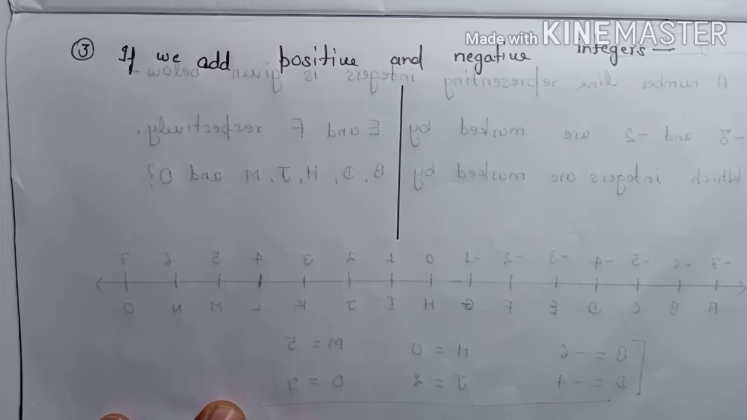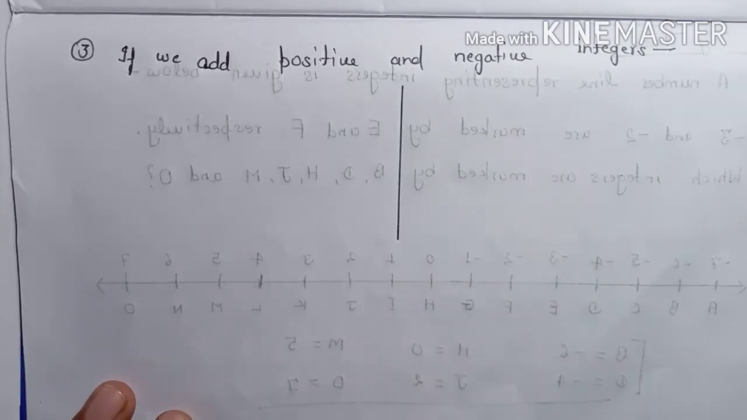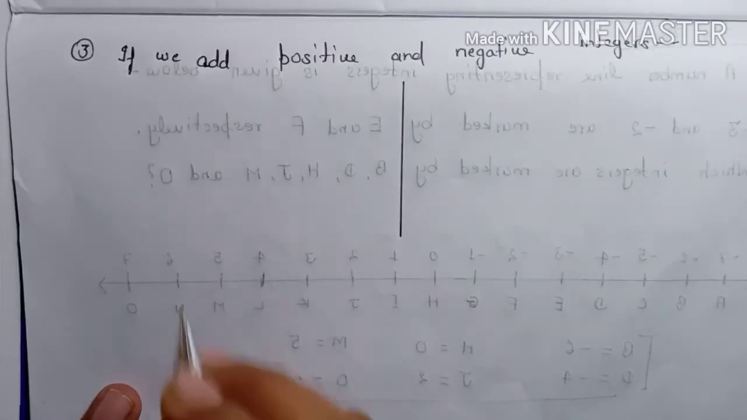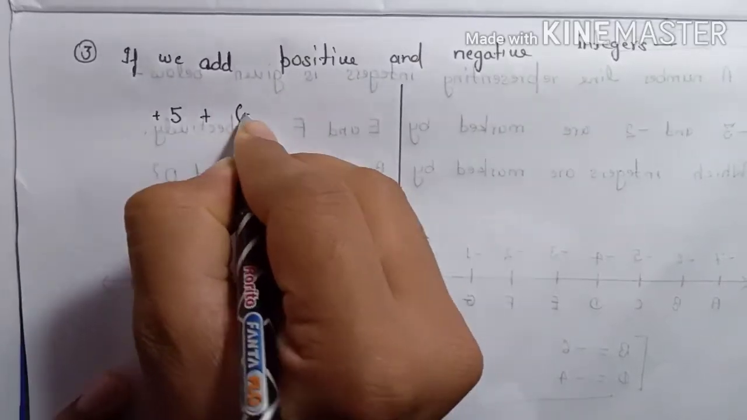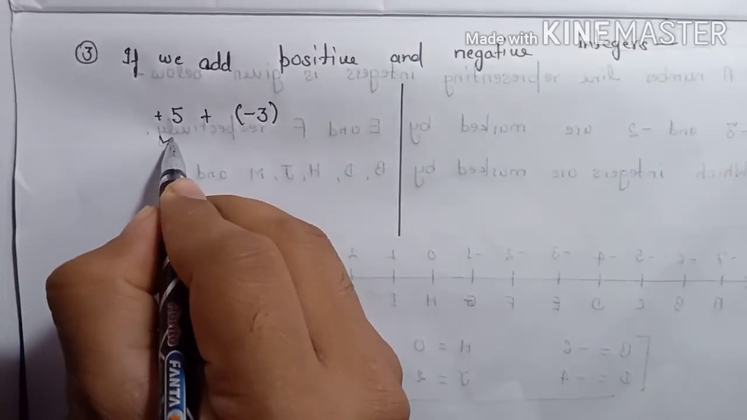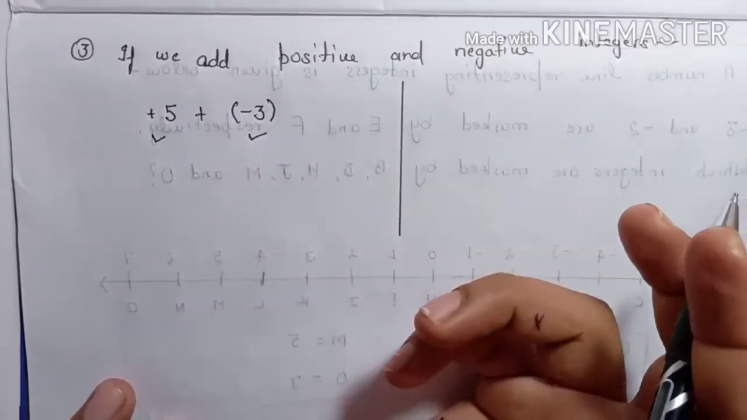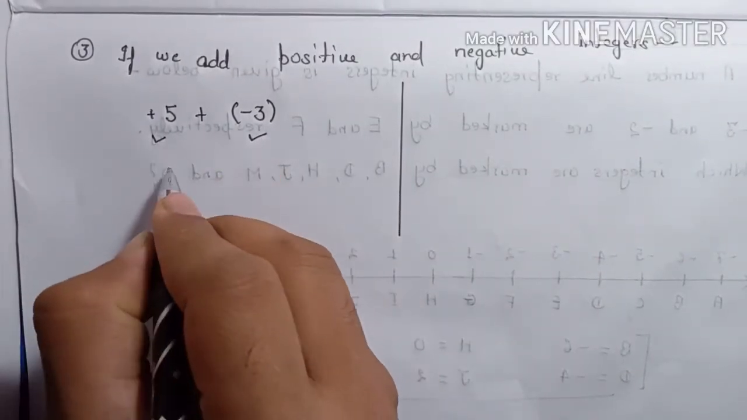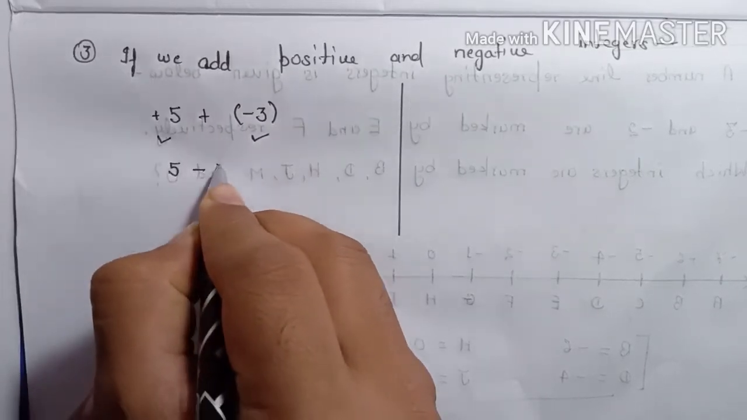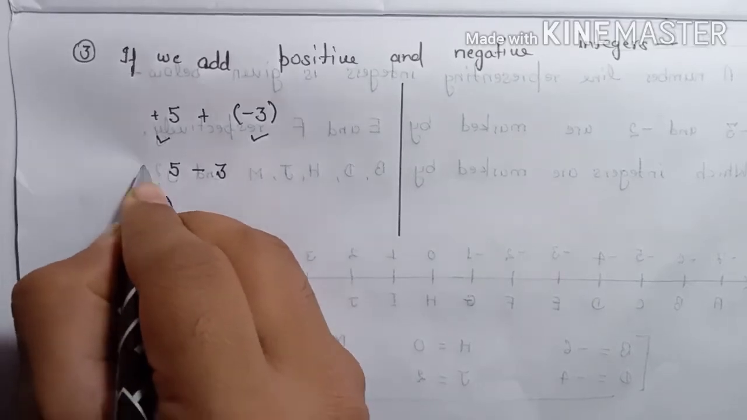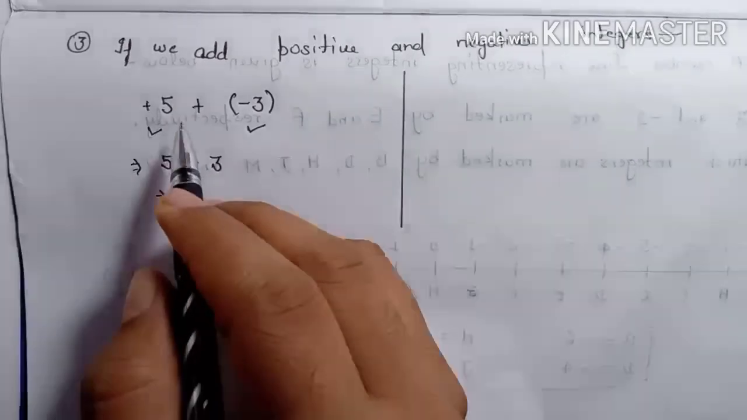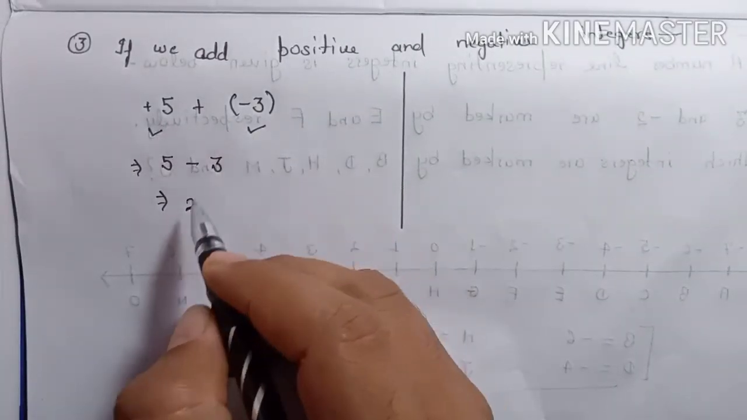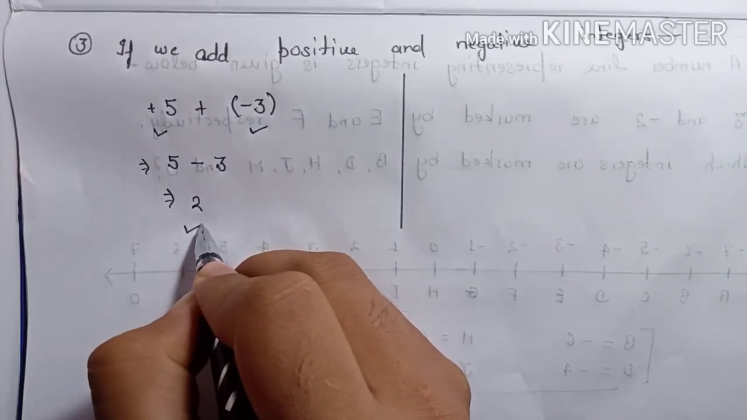What if we add positive and negative integers? We have two cases for that. When the positive integer is greater, how? When you add plus 5 and minus 3. Here plus 5 is a positive integer and minus 3 is a negative integer. So when you add plus 5 and minus 3, the answer is 2. Okay, so in this case, when the positive integer is greater than the negative integer, the result is a positive integer. You can see that.